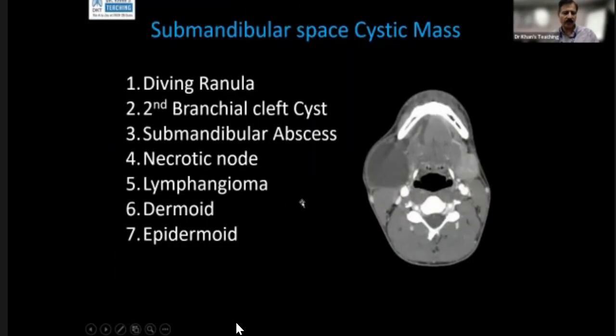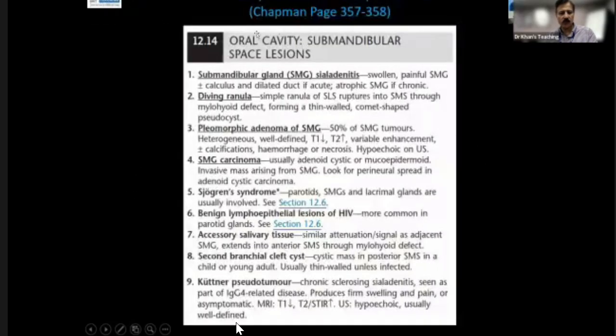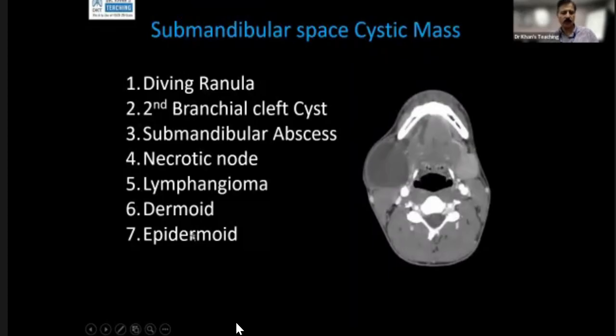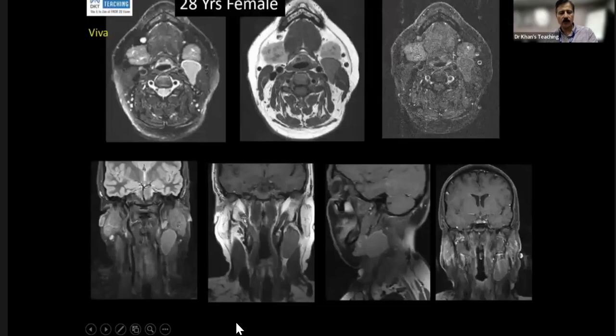It is extremely important. In your book there is a differential diagnosis of submandibular space lesions, but it does not discriminate between cystic and solid. So take a screenshot of this one. Diving ranula, second branchial cleft cyst, as you were talking about, submandibular abscess, necrotic node, which is extremely important, lymphangioma, dermoid, and epidermoid. So if you see here, this is a branchial cleft cyst.